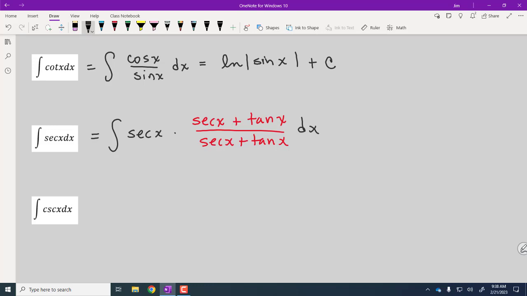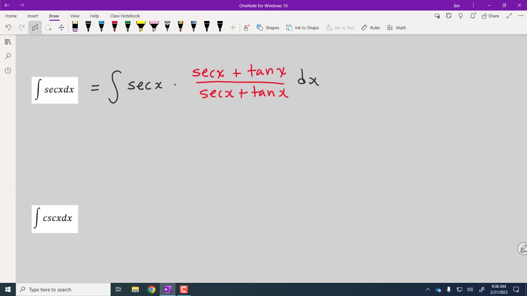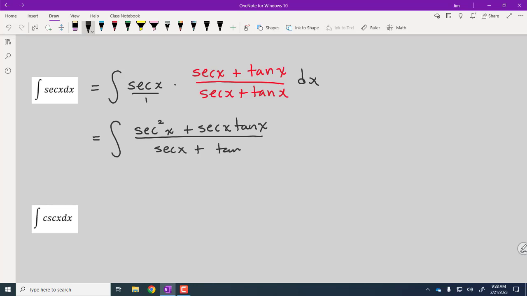Let's check. So definitely something that takes a little bit of remembering, first off, that that's what you have to multiply it by. But we will see this one so much that it should become second nature. So let's do a little manipulation here and just see if it's in log form. So we have secant over 1, so I'll multiply the numerators across. We're going to get secant squared of x plus secant x tangent x, all divided by secant plus tangent. And that's in log form.